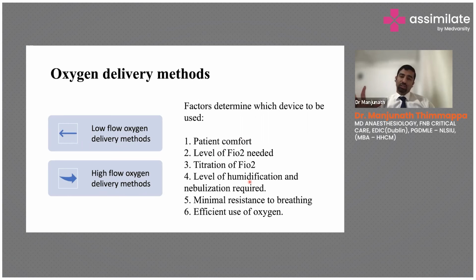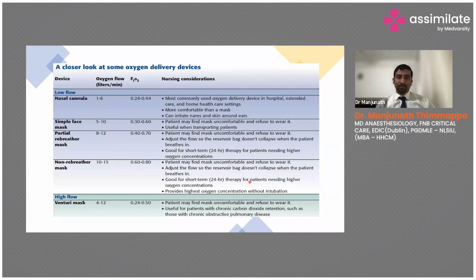So whenever you're starting a patient on oxygen, you have to look at all these factors. Low flow devices include the nasal cannula, the simple face mask, the partial rebreather mask, and the NRBM. The high flow device is the Venturi mask. A nasal cannula gives oxygen flow only up to around 4 liters. Different schools of thought say up to 6 liters as well.